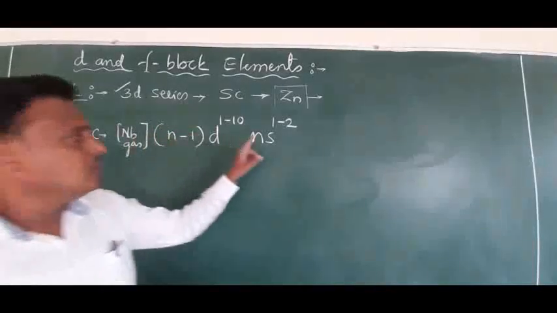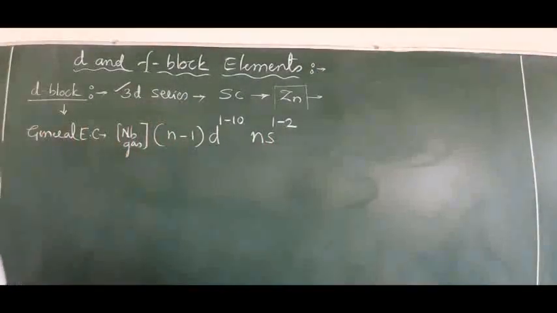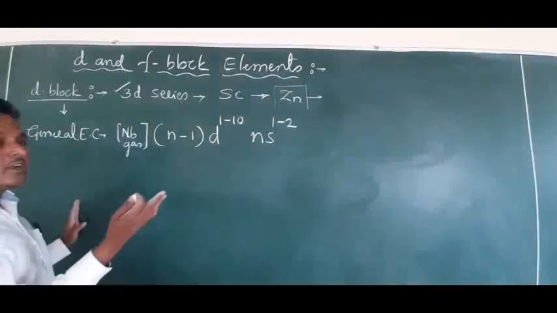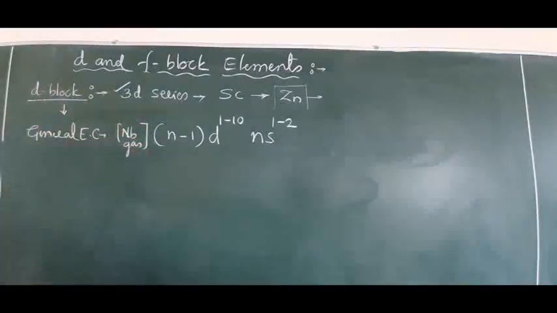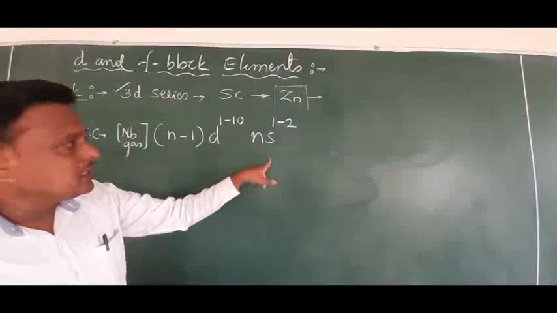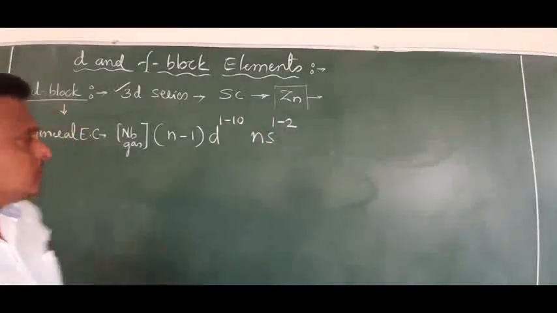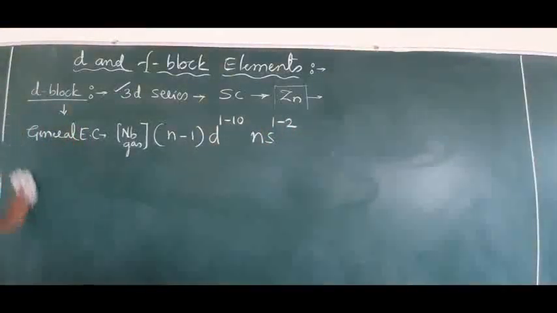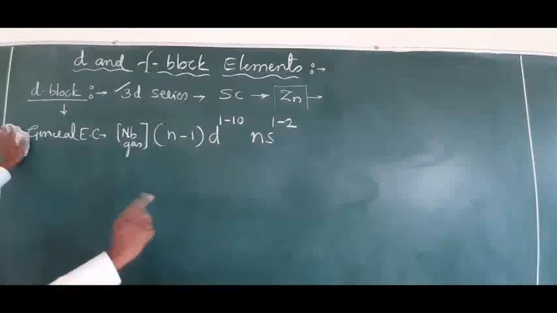So the electron first occupies the s orbital and then enters into the d orbital. There are two, penultimate and anti-penultimate. Due to the penultimate, the electron first occupies the s orbital. This is general. I repeat, this is also a 1 mark question. You mention the general electronic configuration of D block: noble gas n-1 d 1 to 10 ns 1 to 2. This is the electronic configuration of your D block.